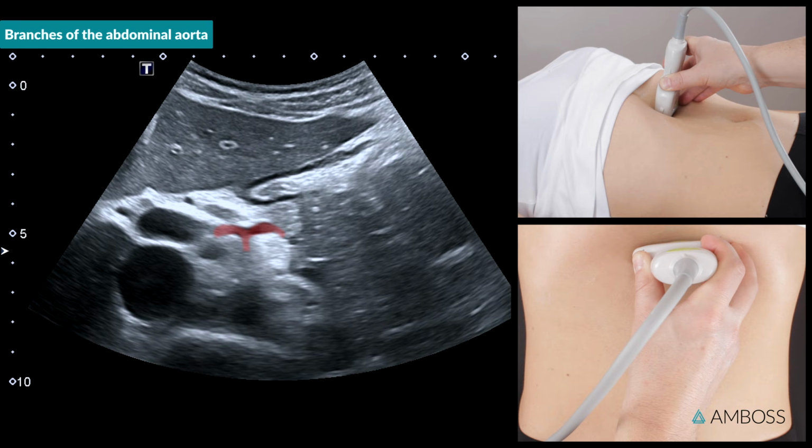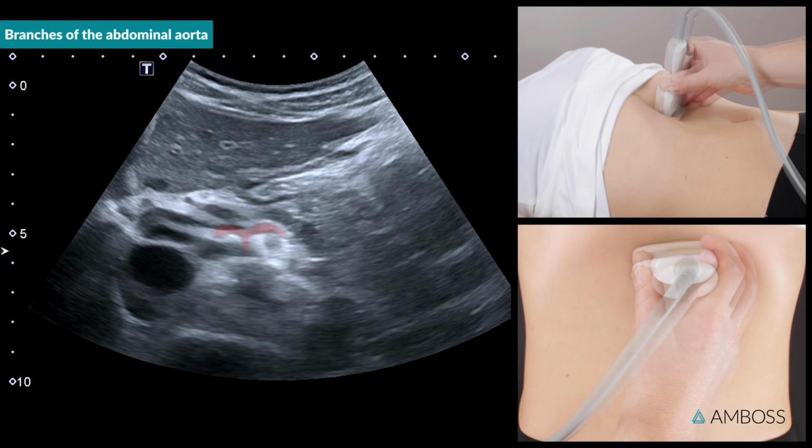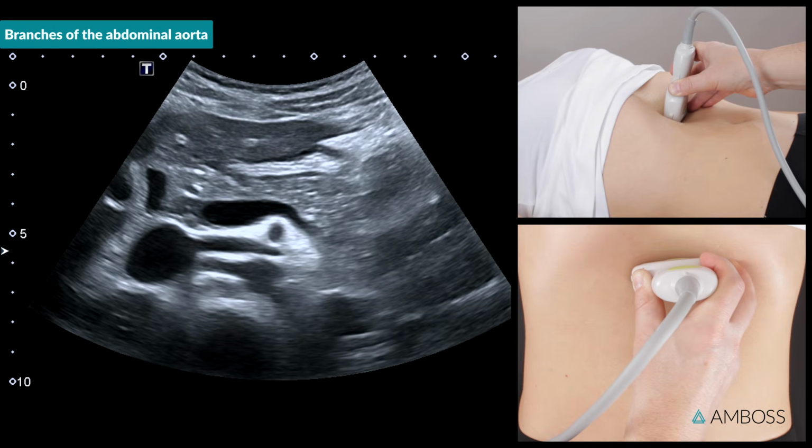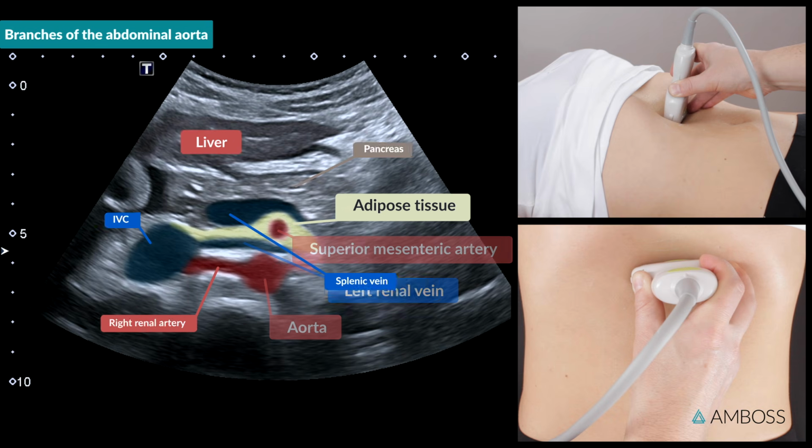Two of the branches are visible here, the common hepatic artery running right and the splenic artery running left. The celiac trunk's third major branch, the left gastric artery, is not visible in this short axis view because it initially runs proximally. Directly below the celiac trunk is the superior mesenteric artery, which runs parallel to the aorta distally. You can see it here in transverse section, crossing the left renal vein and surrounded by a hyperechoic layer of fatty tissue.